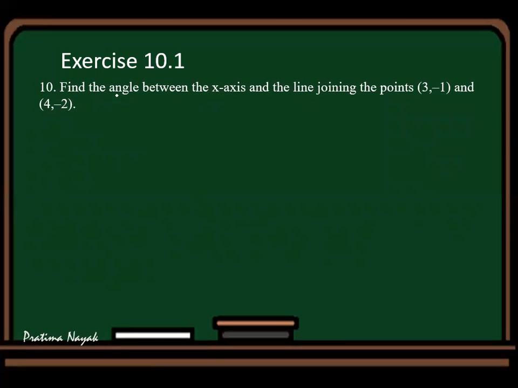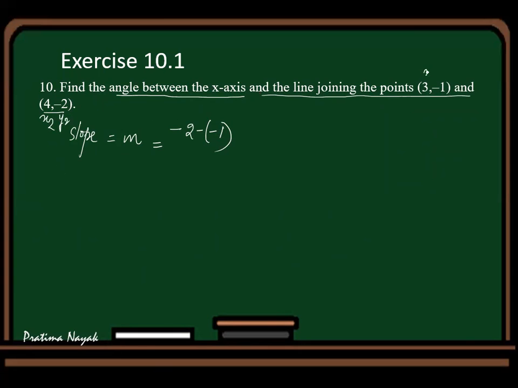Question number 10. Find the angle between the x-axis and the line joining the points. That means you have to find the theta the line makes with the x-axis. So let me find the slope. Slope m is equal to y2 minus y1, so I'll write minus 2 minus minus 1, because this is x2, y2 and this point is x1, y1, upon 4 minus 3. How much am I getting? Minus 2 plus 1 by 1. I am getting minus 1.